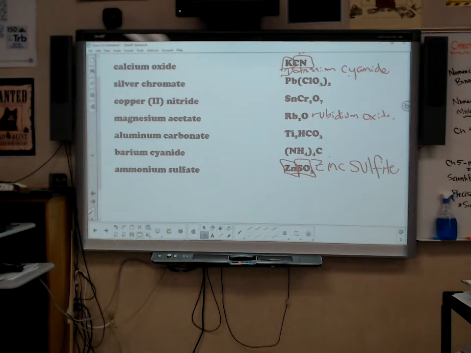Ammonium is a polyatomic. It's one of those ones that's in your cards. Ammonium's a 1+, and sulfate's charge is a 2-. So what do we do if it doesn't give us the charge? You know it. If it doesn't give it to you, you know it.